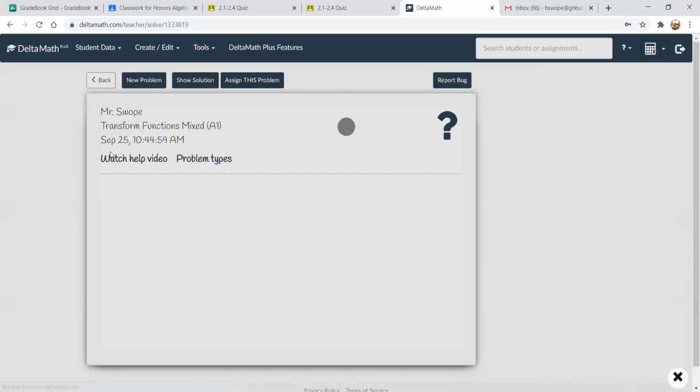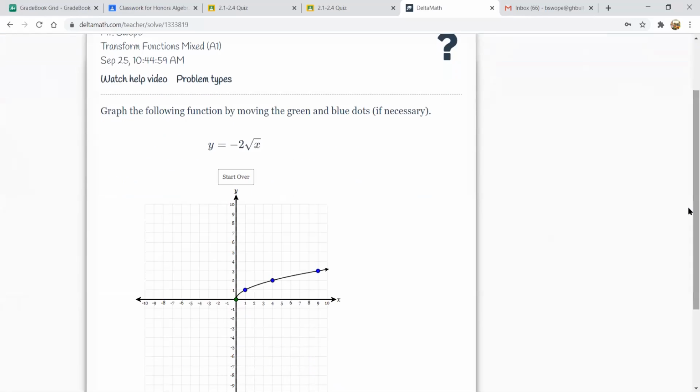So your other section in DeltaMath is they're going to give you one of the parent functions, and they're going to graph it for you. So right now, what's on your screen, what they start with, I can't do the square root symbol, so I'll just put square root. Right now we just have the square root of x. This is the original parent function that we saw in our notes earlier.